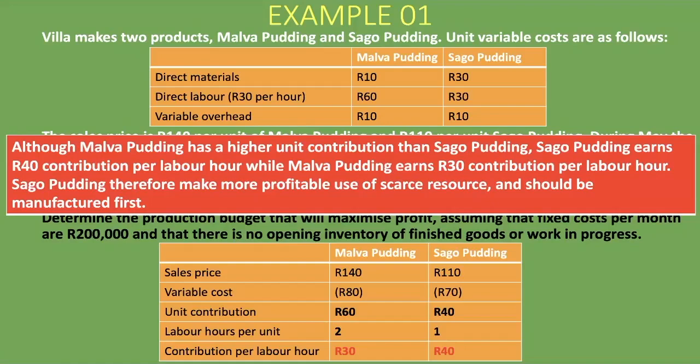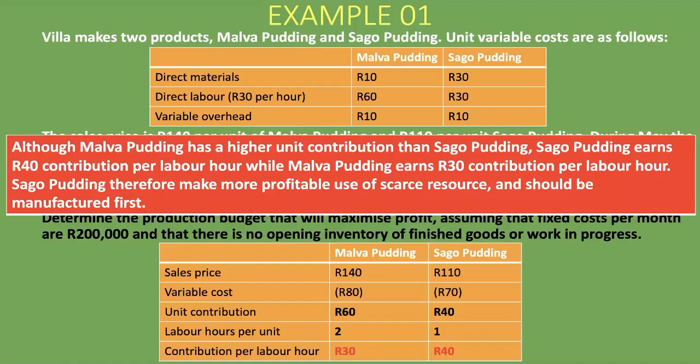So what we are saying here is the one which gave you the highest contribution per limited resource, and in this case being labor hour, that will be the one we'll produce first until we can fill our sales demand, and then we'll move on to the second product. Okay, so we'll produce Sago pudding first and then Malva pudding next.